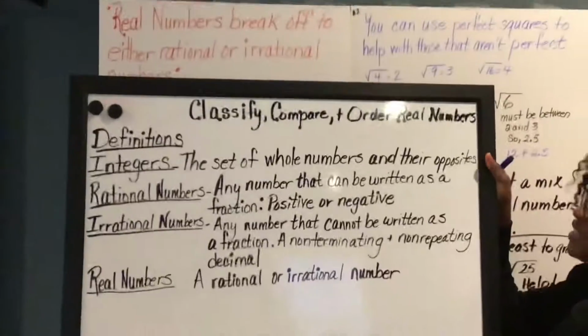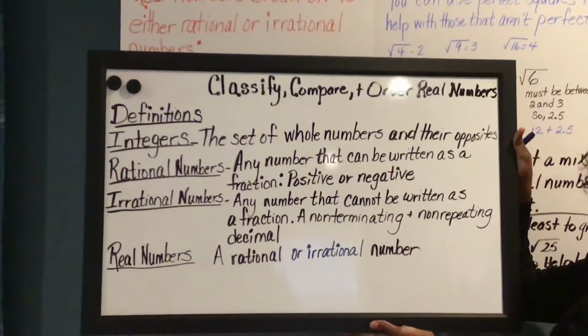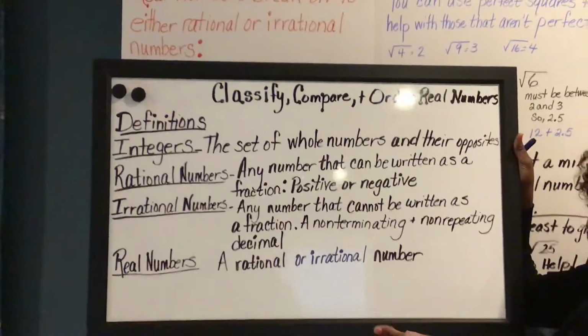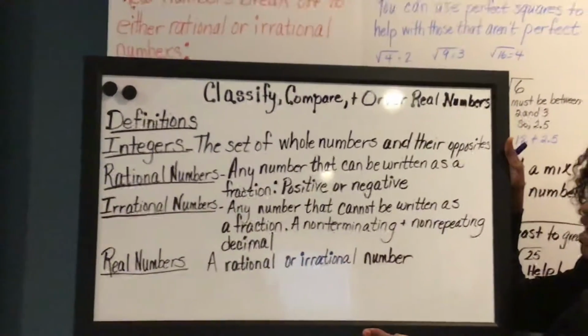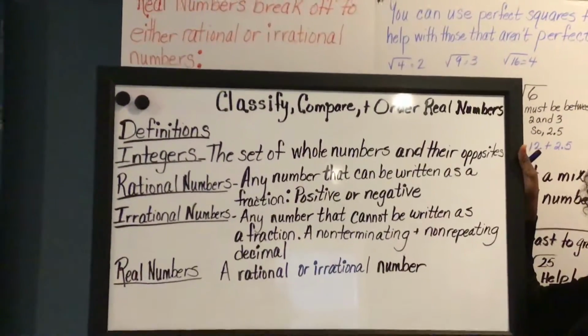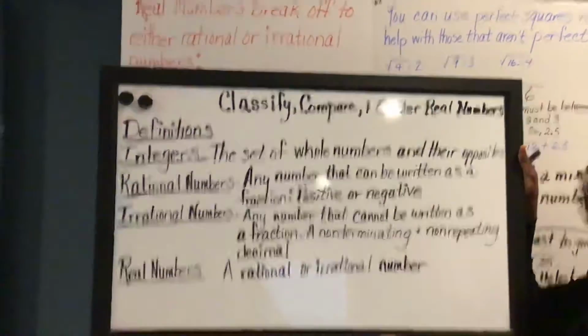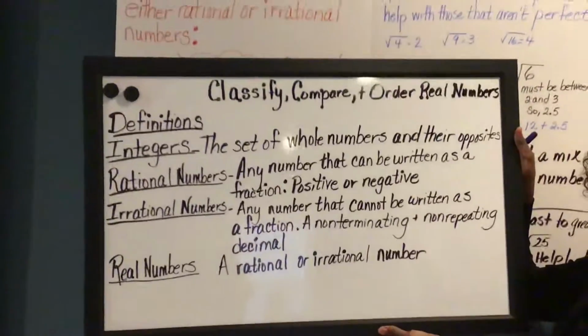Here are definitions. Integers, the set of whole numbers and their opposites. Rational numbers, any number that can be written as a fraction, positive or negative. Irrational numbers, any number that cannot be written as a fraction, a non-terminating and non-repeating decimal. And real numbers, rational or irrational numbers.